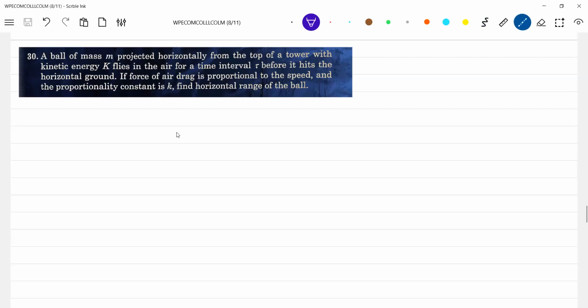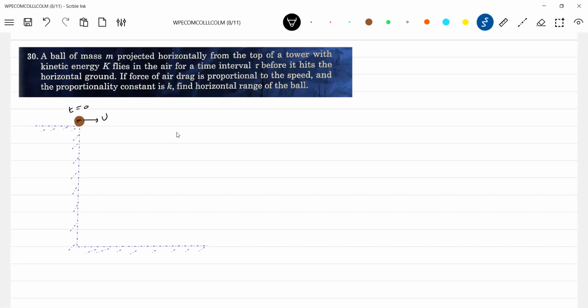So from a tower, I'll project a particle with a kinetic energy K, or let me write that, initial velocity at t equals 0, having mass m. So it's going to describe a path and it'll come and strike the ground.